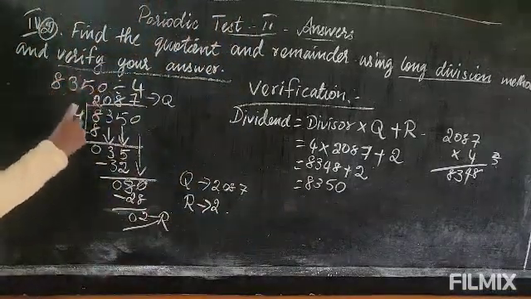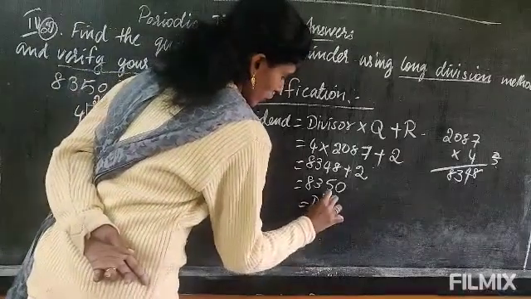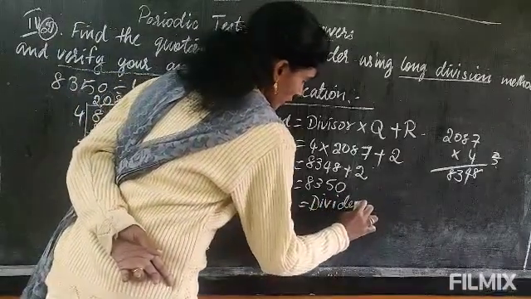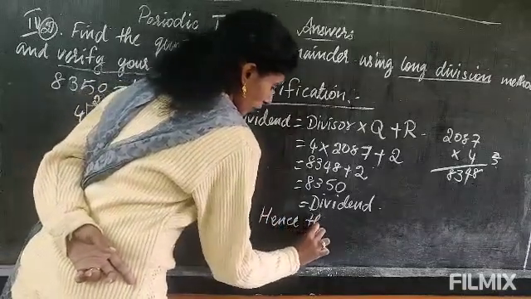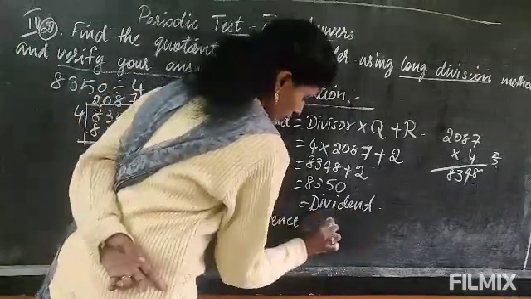8,350 is the dividend. So this is the dividend. Since you have got the dividend, hence the answer is verified. So you have to write it. Hence the answer is verified.